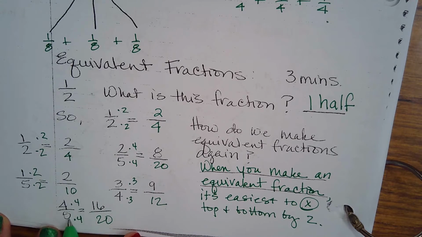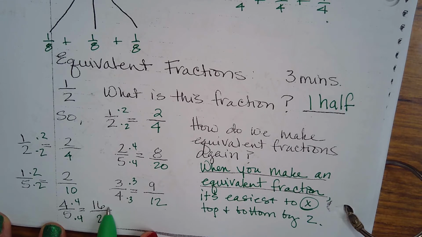The same here, 4/5. They gave me the numerator of 16. 4 times something equals 16. Well, 4 times 4 is 16. Whatever I do to the top, I do to the bottom. 5 times 4 is 20.